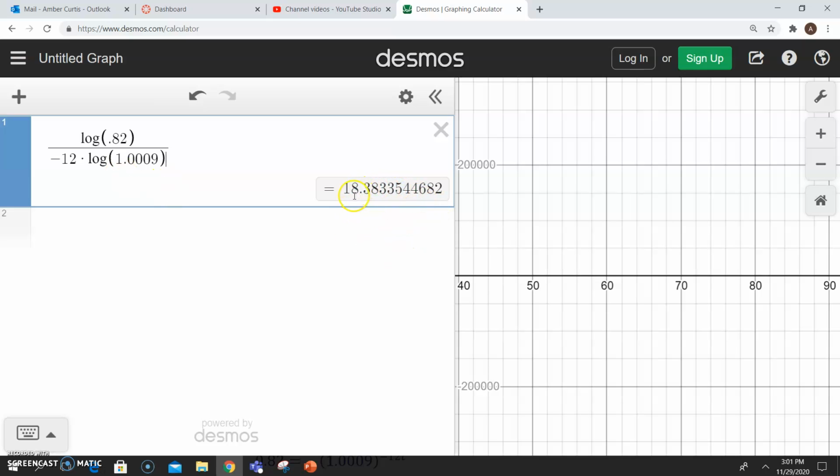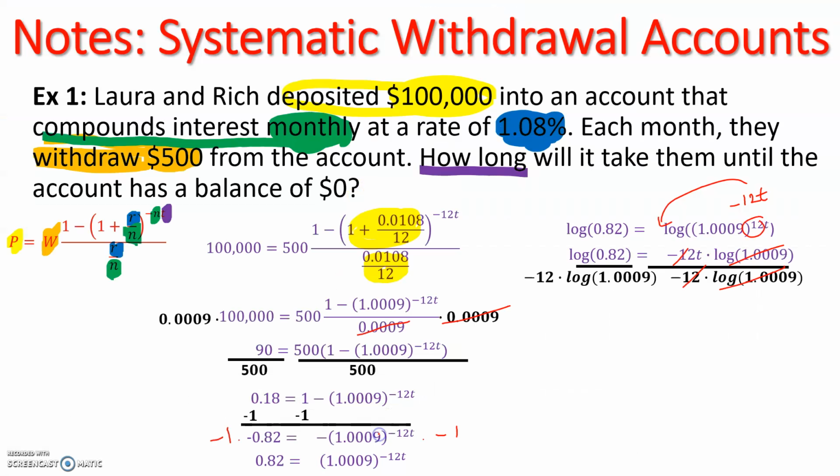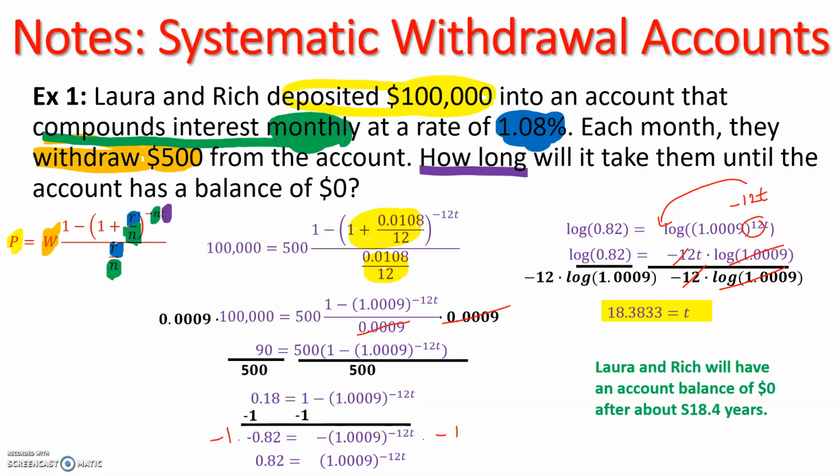So we can see that it's about 18.38. So let's jump back over here. So about 18.38, which is about 18.4 years. So we're going to say Laura and Rich will have an account balance of $0 after about 18.4 years. I'm not sure what that is. Let's cross that out. And that's it.